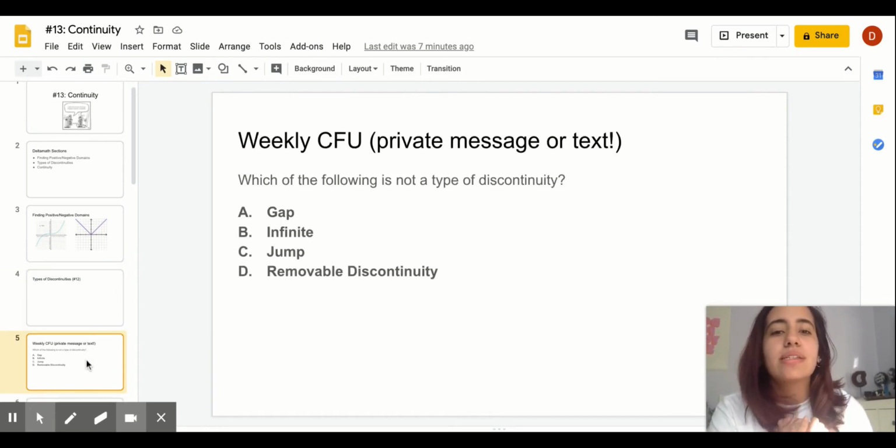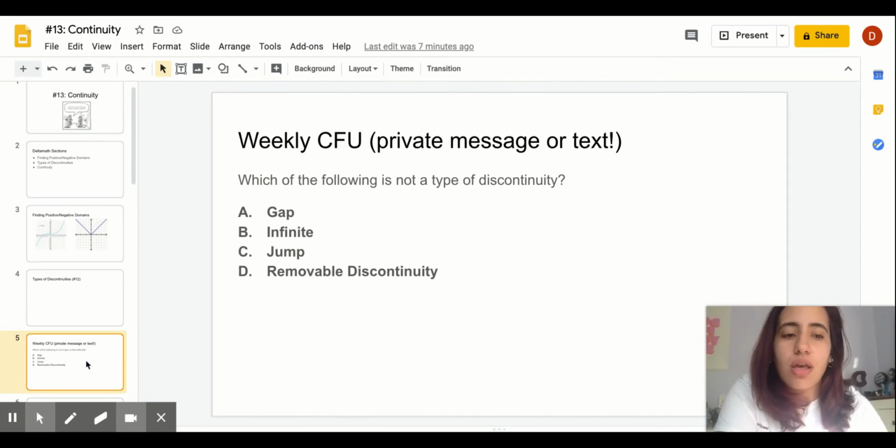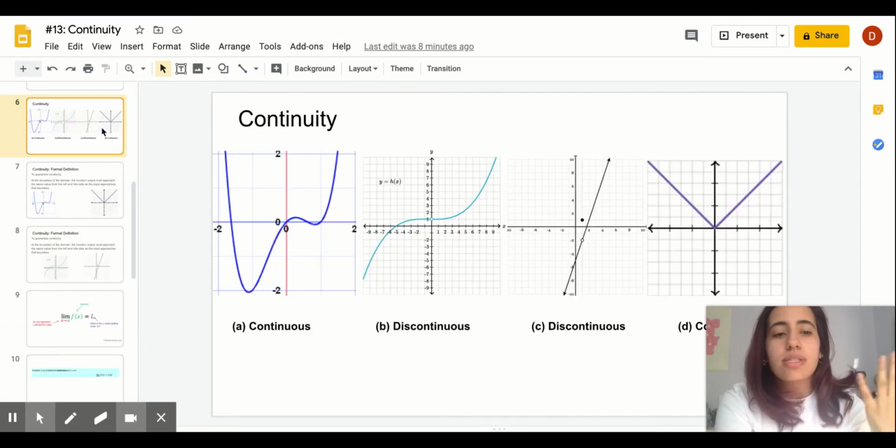Let's do our weekly CFU right here, and this is over types of discontinuities. So check your notes, look at the last video, and answer this question for a chance to opt out of a single Delta Math section. It's easier to define continuity now that we've already defined discontinuity.